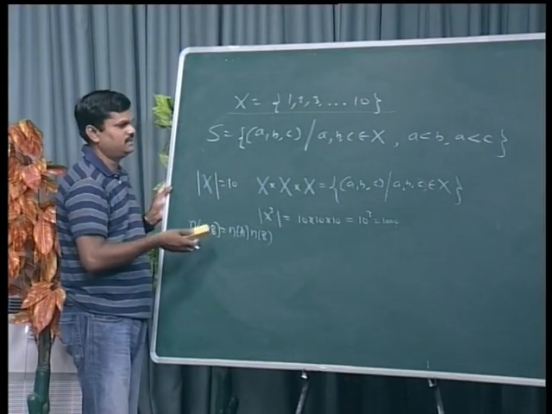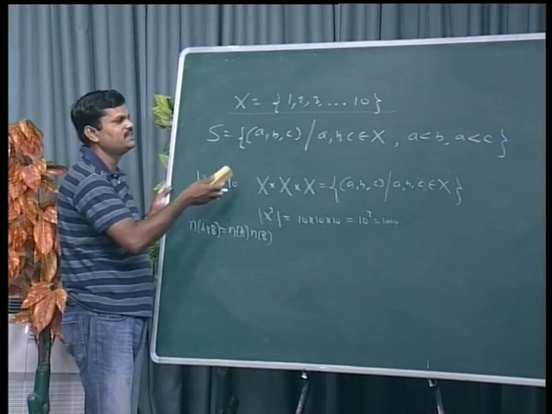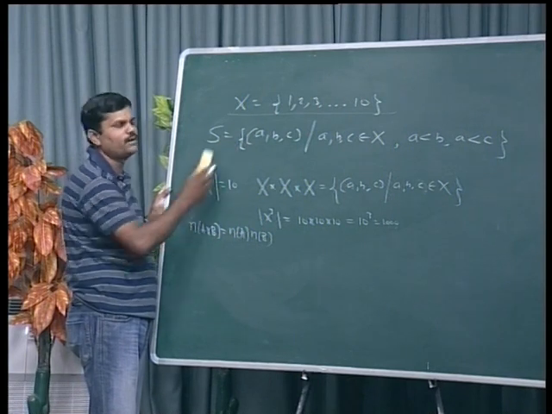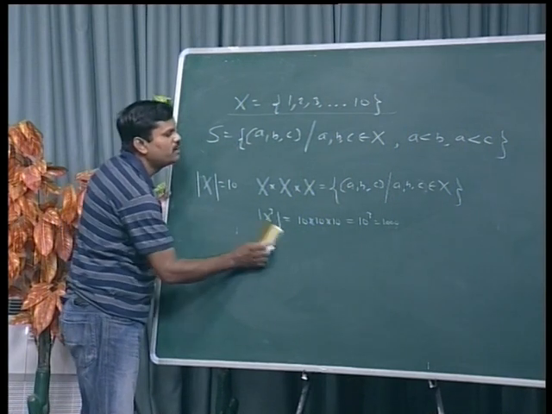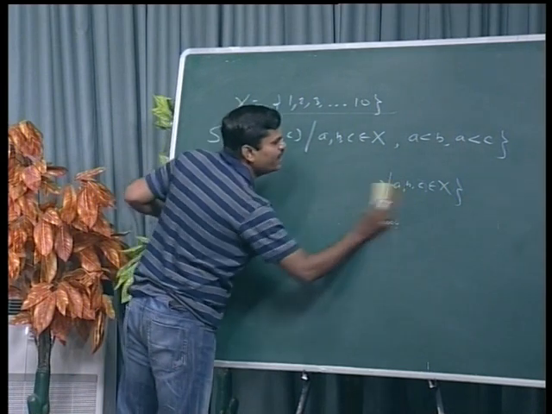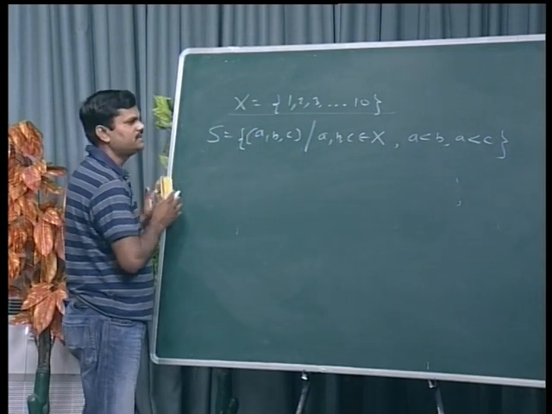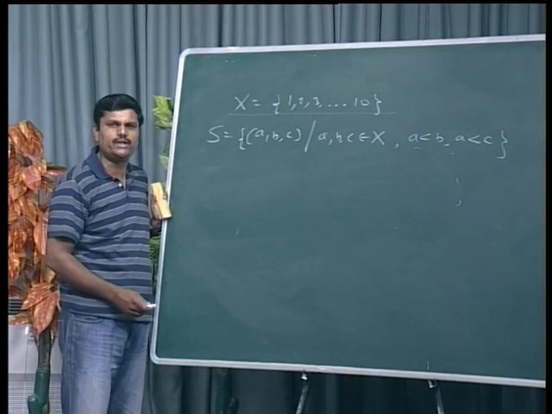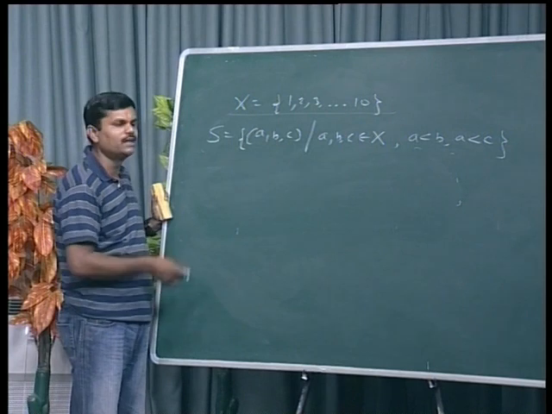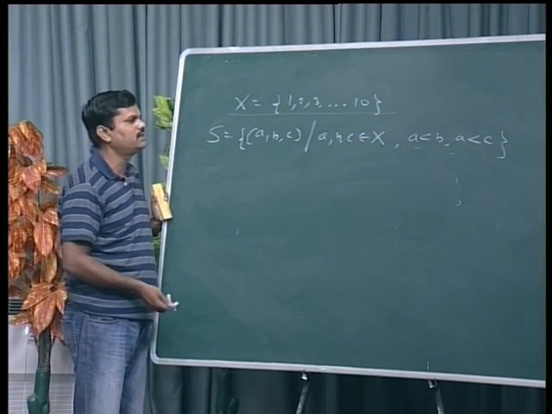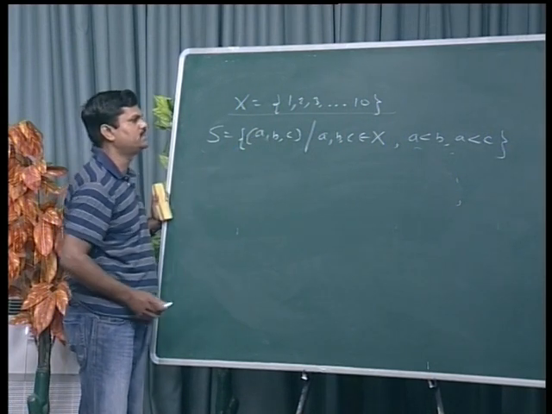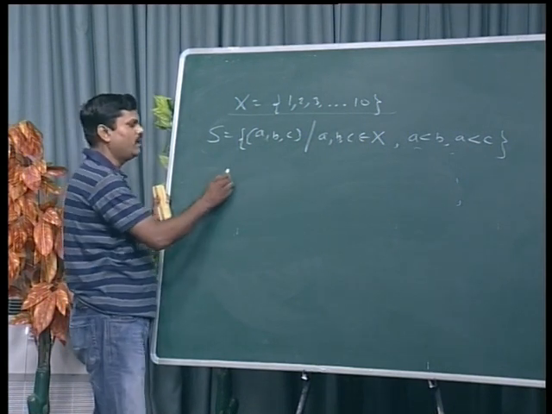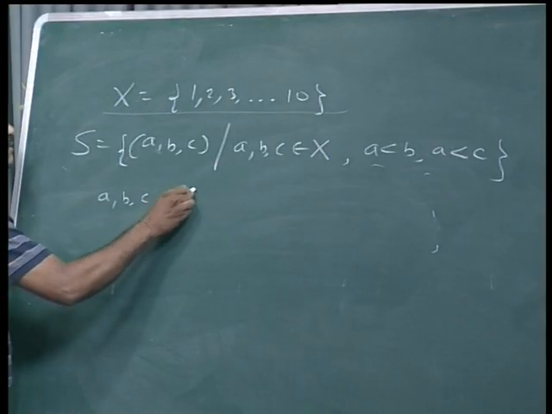So I cannot start writing 1000 triplets A, B, C by taking different A, B, C from the main set 1, 2, 3, 4 up to 10. It is impossible to write 1000 triplets and then decide which of the triplets satisfies this condition. Here combinatorics helps us calculate without writing all these 1000 triplets of numbers from this set. Let us understand the condition here: A, B and C all belong to X.